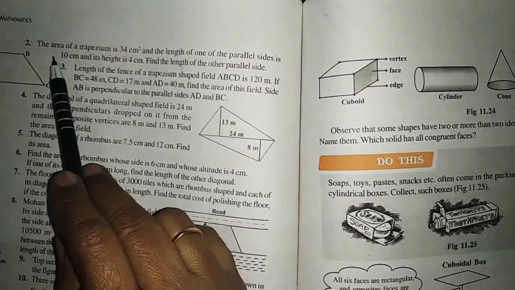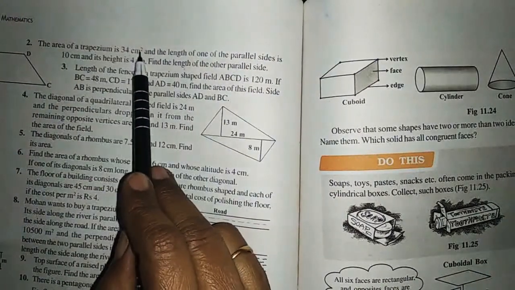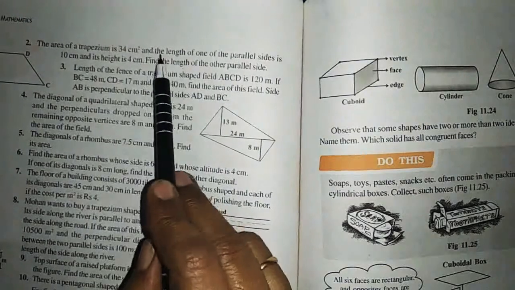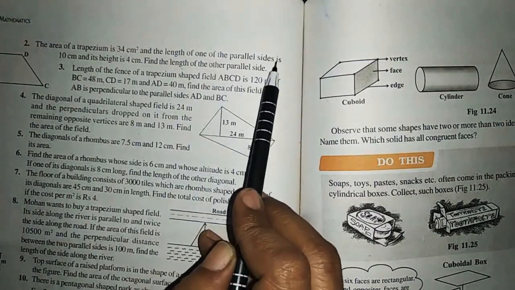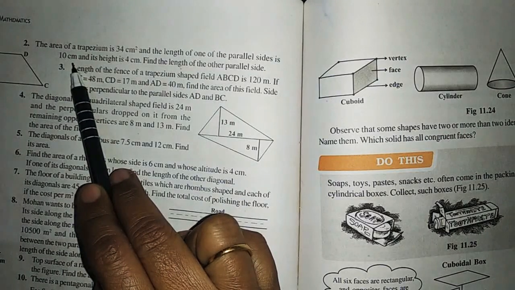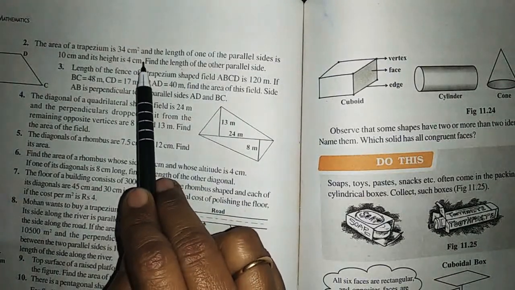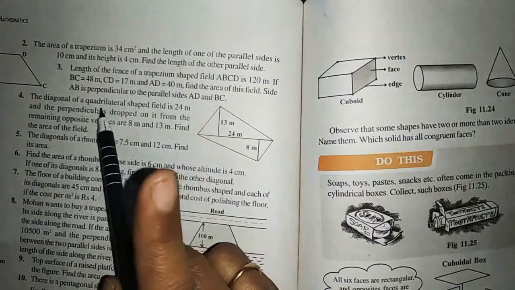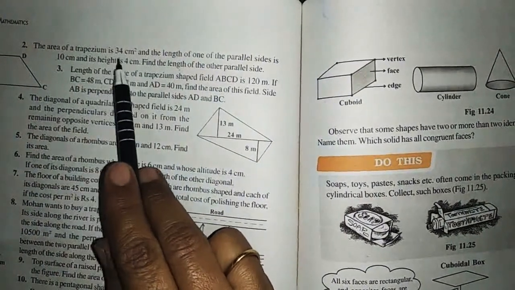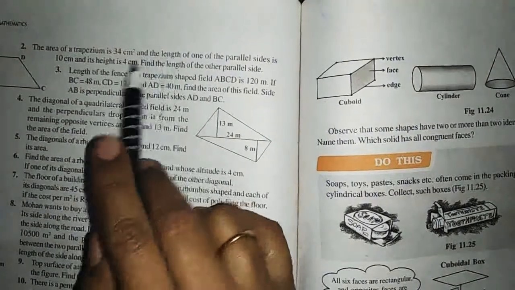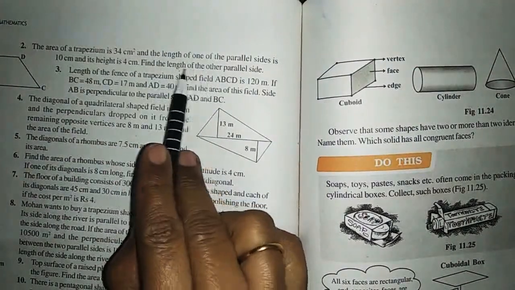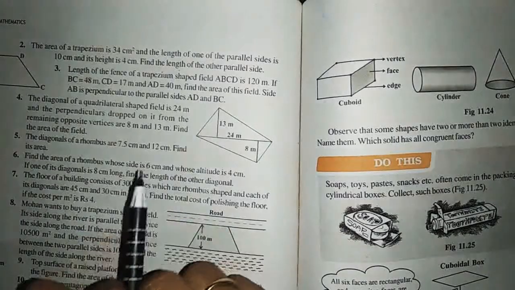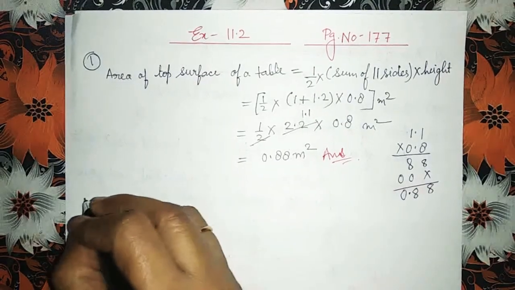Now children, come on the next question. The second question is the area of a trapezium is 34 centimeter square. What is this? Area of a trapezium, and the length of one of the parallel sides is 10 centimeter and its height is 4 centimeter. Okay. Here we know the length of only one parallel side. Okay. And distance between the parallel lines we know, that is height. Find the length of the other parallel side. Okay. Length of the unknown parallel side we have to find here. Now question 2.